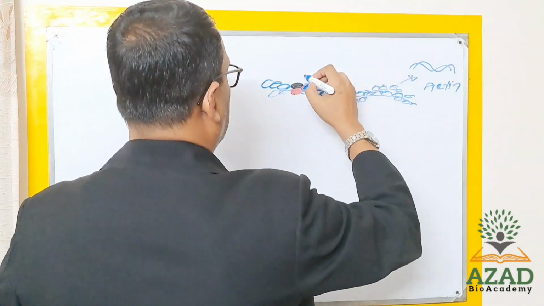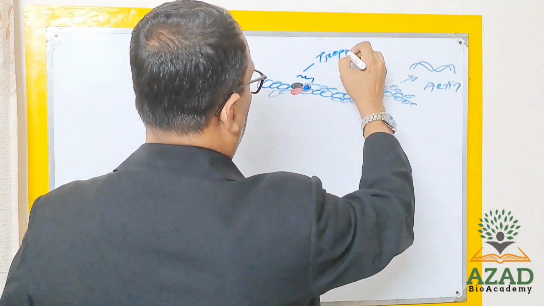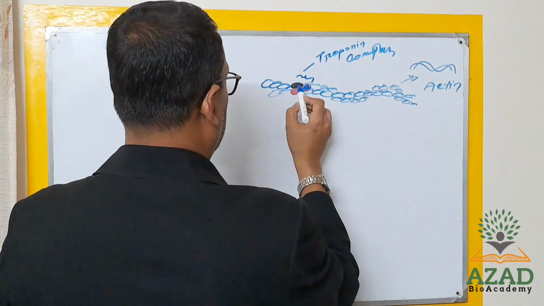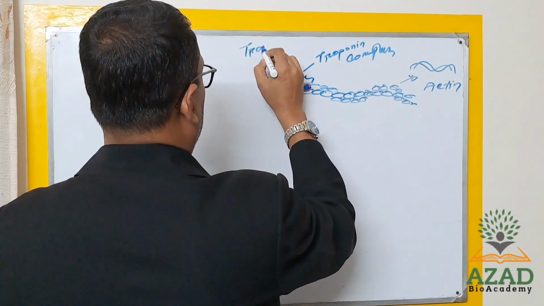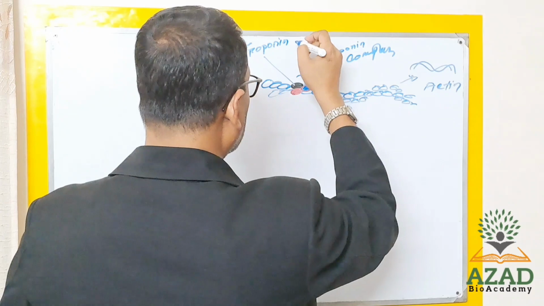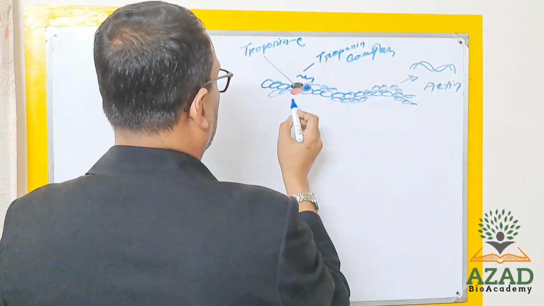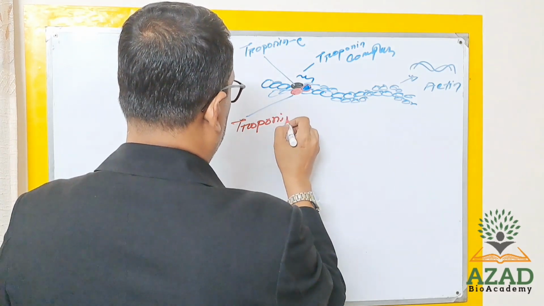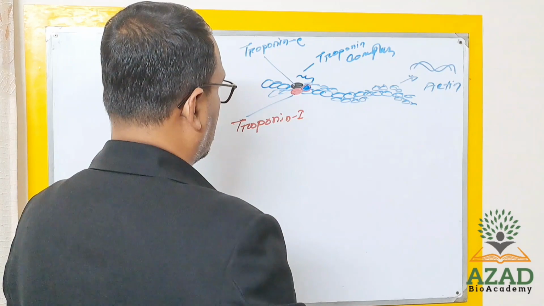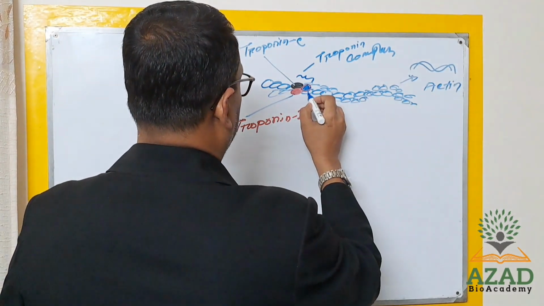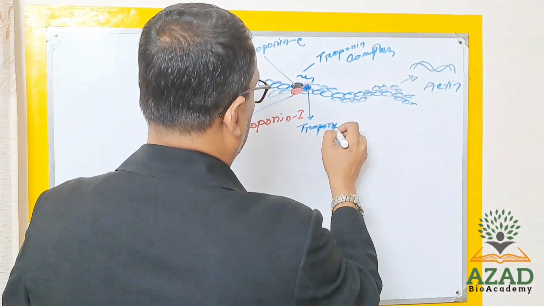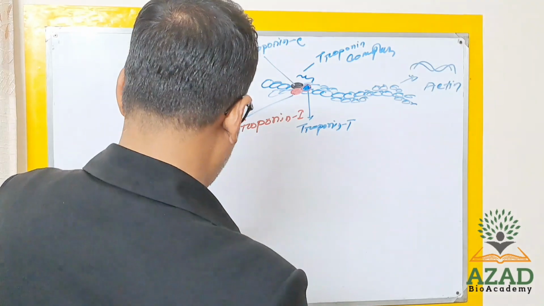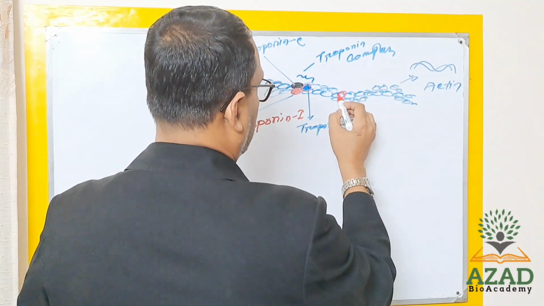Okay, so this is called troponin complex, and here you can say this is troponin C. You can say this is troponin I, and here you can say this one is troponin T. Okay, already I said in 7 monomer intervals the complex is there, so here also like that.